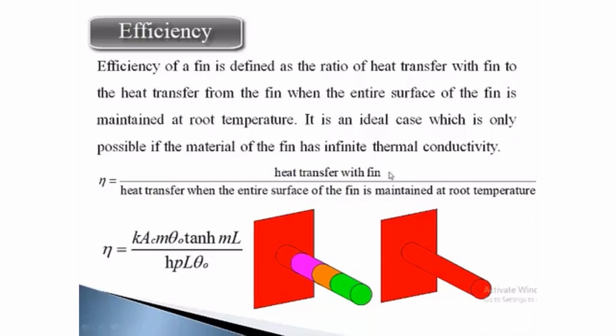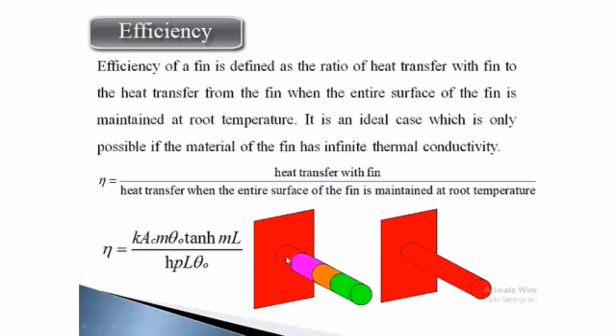Okay, so the numerator is the same here. For effectiveness also we had heat transfer with fin. But the denominator is different here. I'll explain the denominator part. This is the base from where the heat is flowing. The red plate shows the base, and let us assume the base is at a higher temperature. So the base temperature is high.